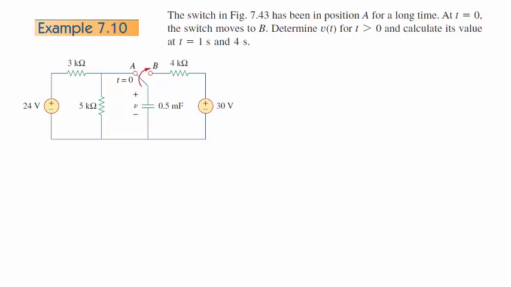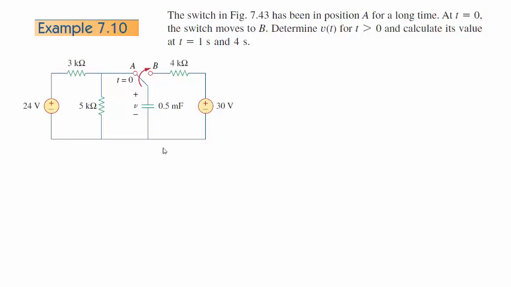So here's the example, a good, all-encompassing example. The switch has been in position A for a long time, and then at t equals 0 the switch moves to position B. So determine v of t for t greater than 0, and then calculate the value at 1 second and 4 seconds. So we could write ugly differential equations all over the place, but we really don't need to.